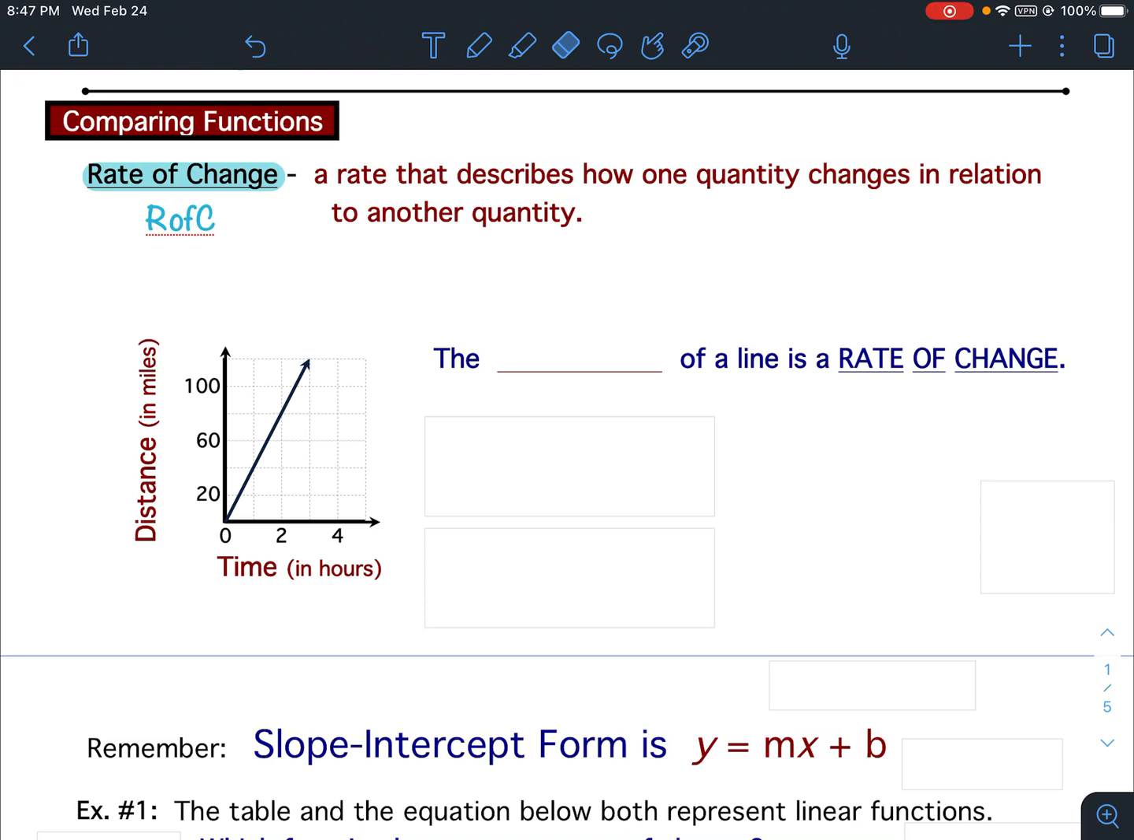So again, rate of change is the rate that describes how one quantity changes in relation to another quantity. So if you look at this graph, we're going to talk about how when time changes, the distance changes, and so forth. The slope of a line is a rate of change. Fill in your blank.